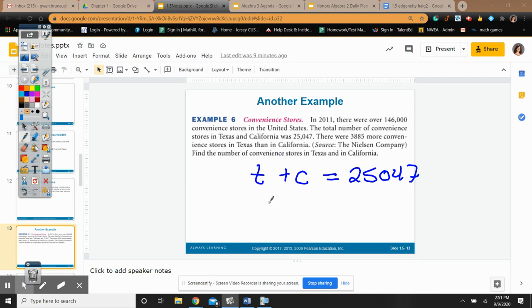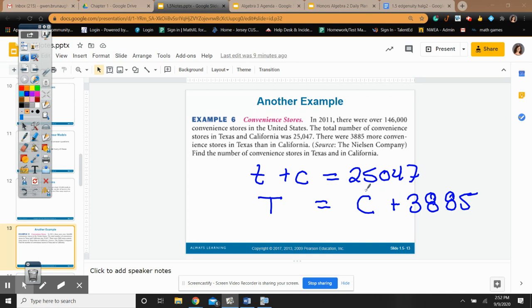So if you have Texas, it's not equal to California because Texas has more than California. So Texas is going to equal the California stores plus 3,885. So Texas is all the California stores and then 3,885 more.